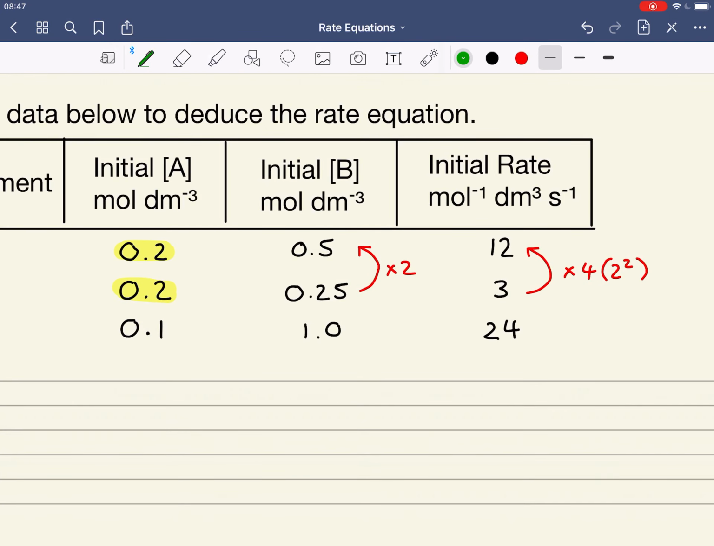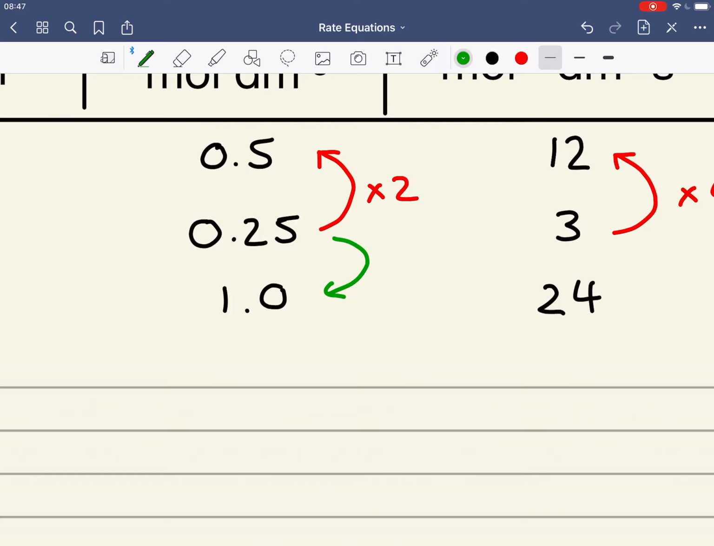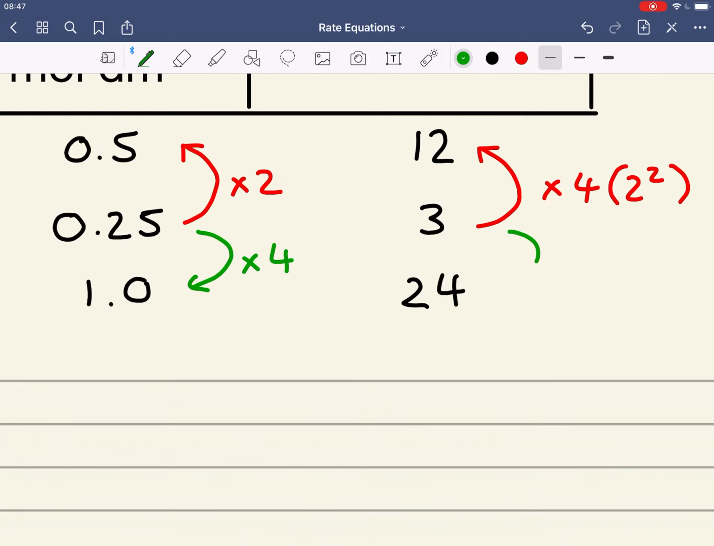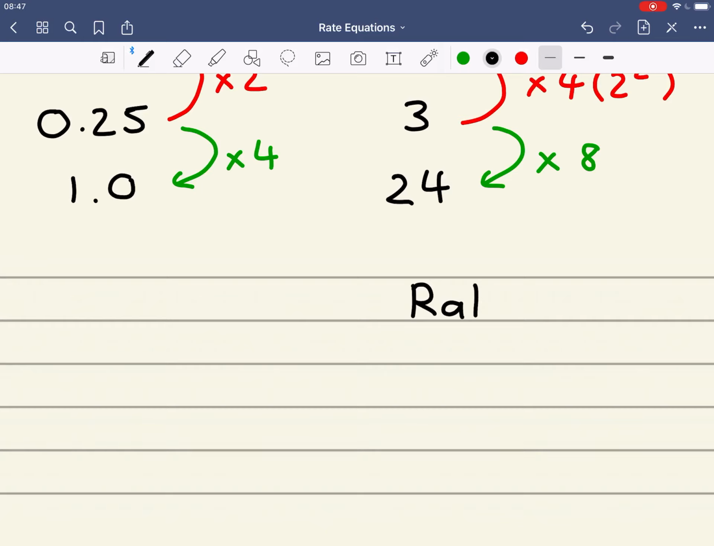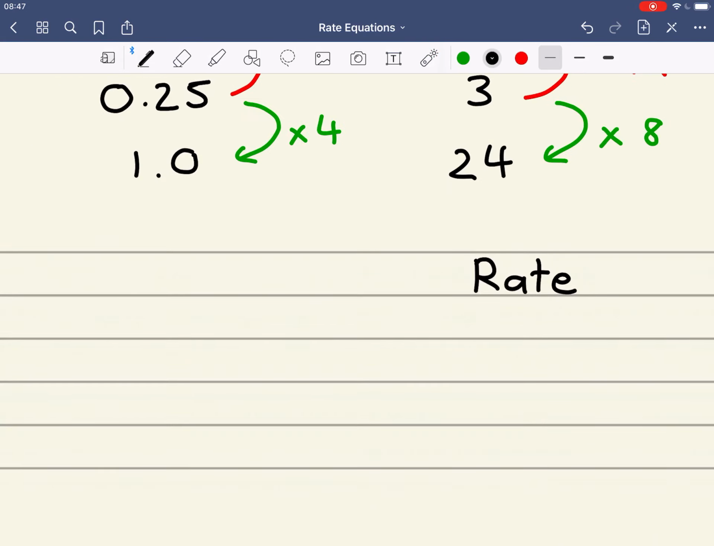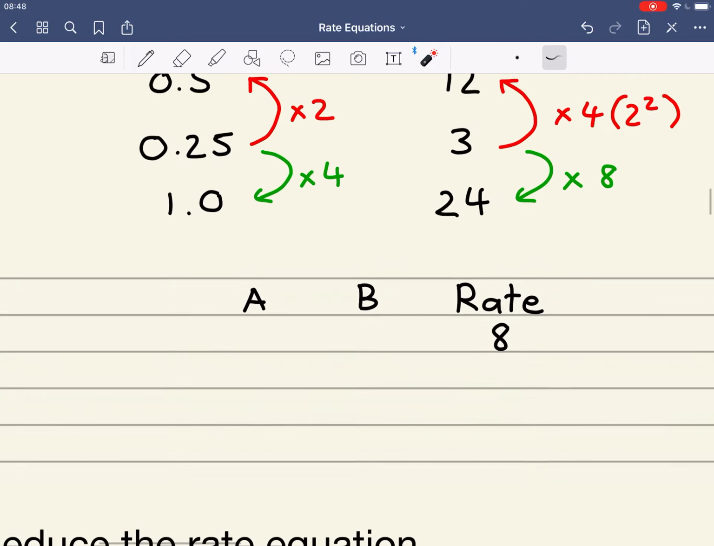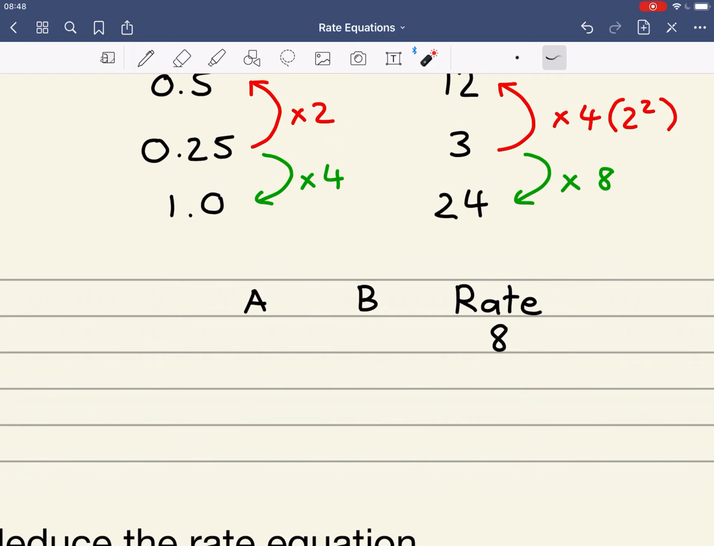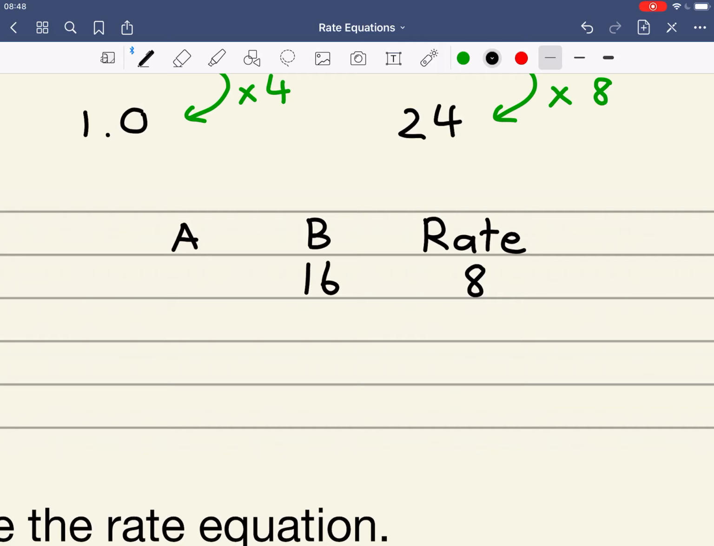Now looking at experiments 2 and 3, we can see the concentration of B is increased by a factor of 4. And the rate is increased by a factor of 8. So remember, this change in rate is due to a combination of how A has caused the rate to change and how B has caused the rate to change. So the rate has increased by a factor of 8, but we've increased the concentration of B by a factor of 4. Because it's second order, that would make the rate increase by a factor of 16. So this number here is how A has caused the rate to change, and this number is 0.5.